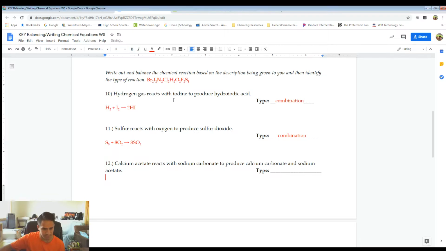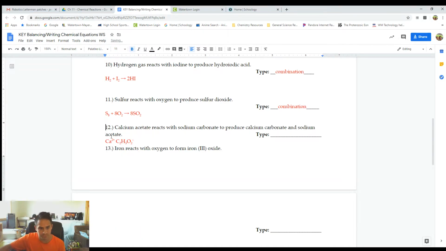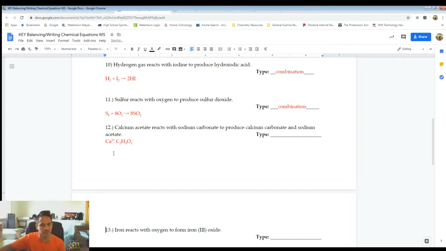Number 12. Calcium acetate reacts with sodium carbonate to produce calcium carbonate and sodium acetate. So calcium is Ca. Acetate is a polyatomic ion. Okay, so let's just remind ourselves how we write chemical formulas. So calcium is Ca, has a charge of 2+. Acetate is a polyatomic ion, has a chemical formula of C2H3O2 and a charge of -1. So when these two go together, you're going to need 2 acetates to balance out the 1 calcium.